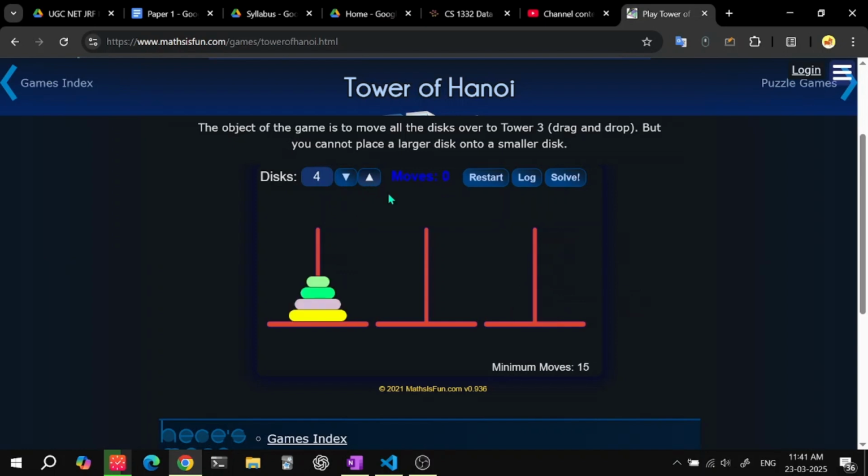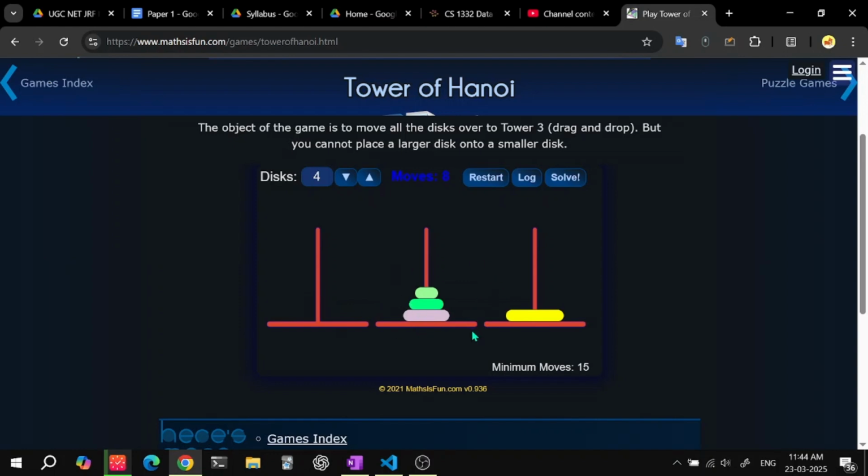Now in case of 4 disks, see what will happen. Okay, we'll try to solve this. Move this one here, move this one here, then move this one here, then move this one here, move this one here, then move this here, right? And move it here. Now move it here. Now after these many steps, you can observe that you have moved this one here, and now you are remaining with a three disk problem. Okay, initially it was a four disk problem, now it has become a three disk problem.